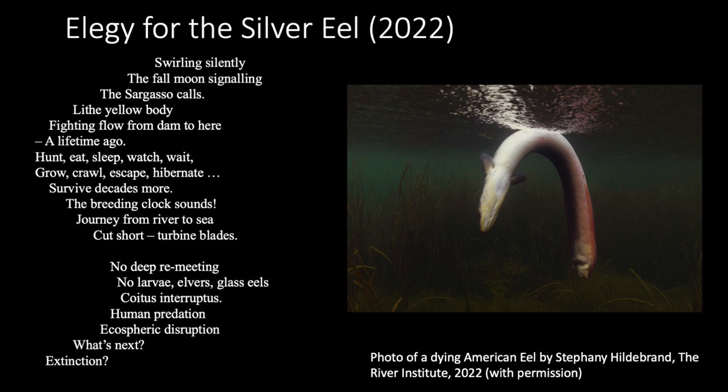Cut short. Turbine blades. No deeper meeting. No larvae. Elvers, glass eels. Coitus interruptus. Human predation. Ecospheric disruption. What's next? Extinction?